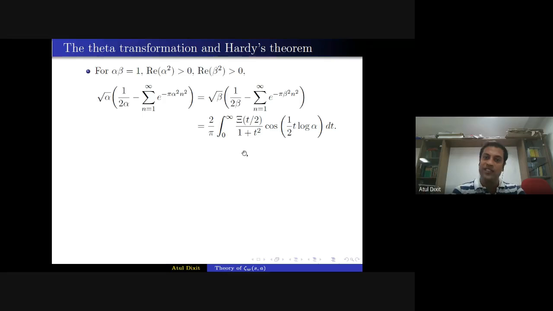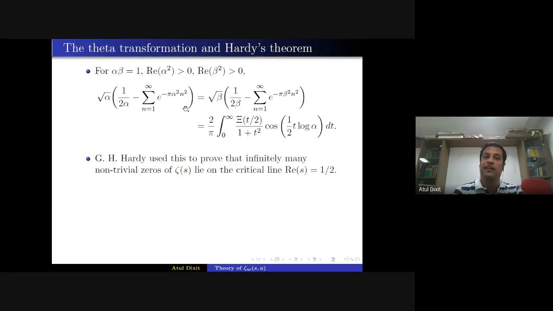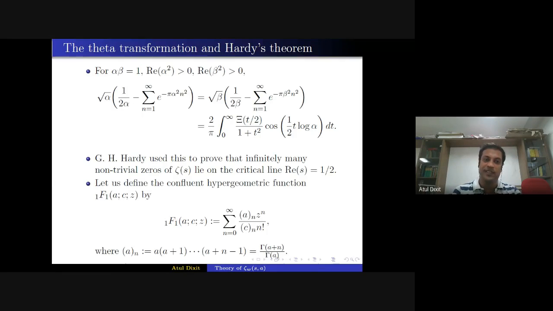Let us now concentrate on this particular integral of the Riemann-Xi function, which was studied by Hardy. Hardy evaluated it to be equal to this left-hand side. And then again, one can play the same game, replace alpha by beta, and you get this modular type transformation. In fact, this is a well-known result. It's called the theta transformation. And Hardy used both these equalities to show that infinitely many zeros of the Riemann zeta function lie on the critical line. So that was the first such result of its kind.